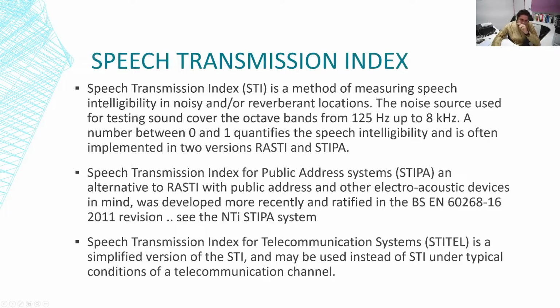So the speech transmission index is also similar to the articulation index. It is a number from 0 to 1. Anything above 0.6 or 60% is good speech intelligibility, and anything below 0.3 is very bad speech intelligibility. The noise source that is used for testing begins at the 125 Hz band and goes up to the 8 kilohertz band. A particular type of sound signal is played.